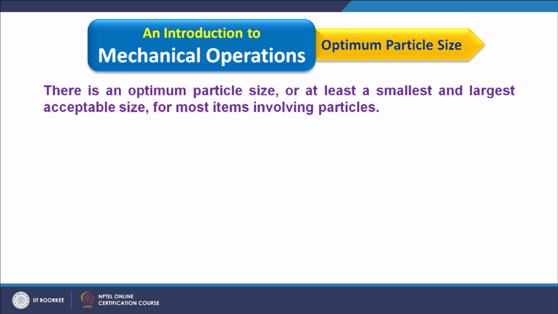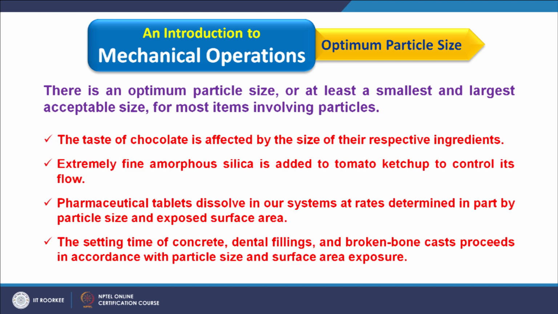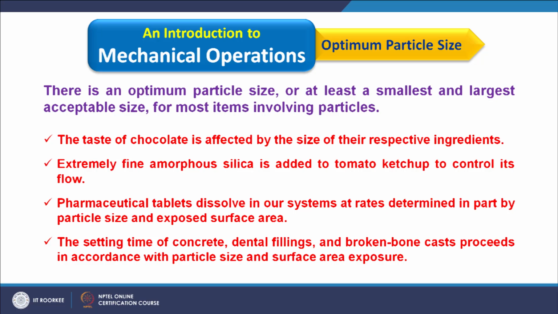There is an optimum particle size, or at least a smallest and largest acceptable size, for most items involving particles. The one example we just discussed is that the taste of chocolate is affected by the size of its ingredients. The mouth feel of the chocolate comes with a very fine size of particle, and these days we can find chocolate which has different particle sizes in it. For example, it has very small particles and some chocolate chips in between. This gives a crispy feel, and the very fine particles give the mouth feel. That is quite a different experience when we have chocolates with different particle sizes.